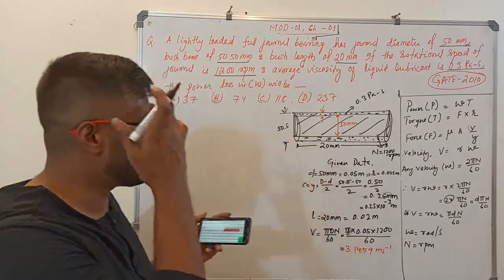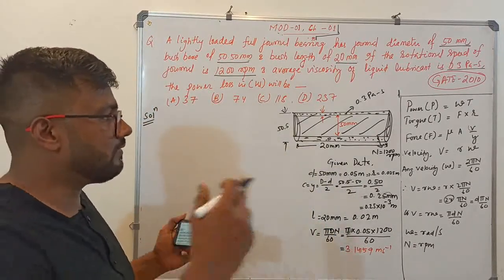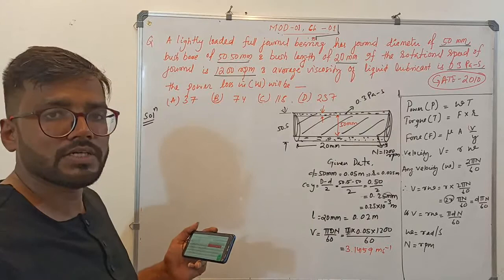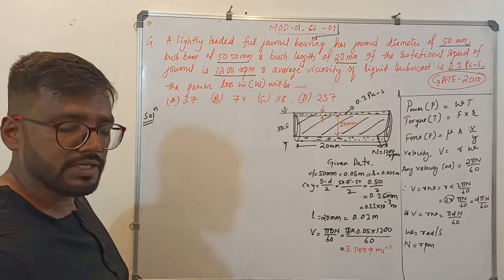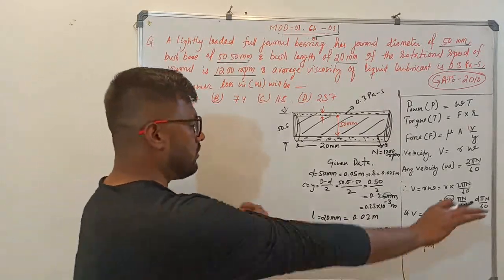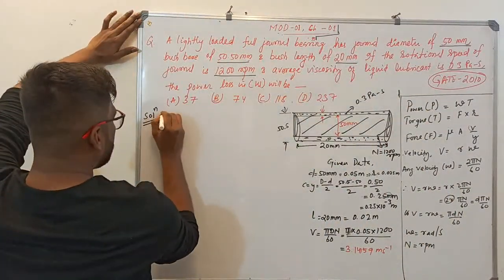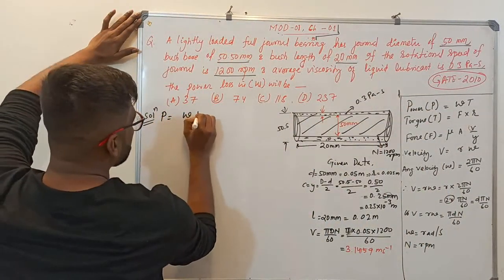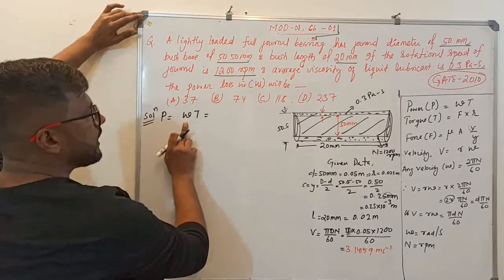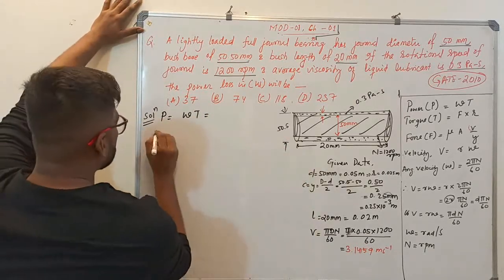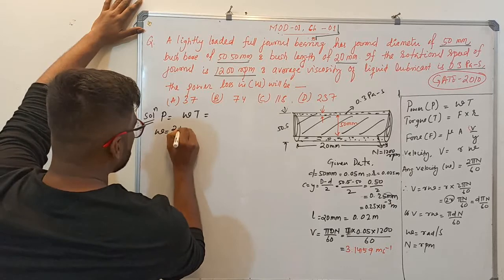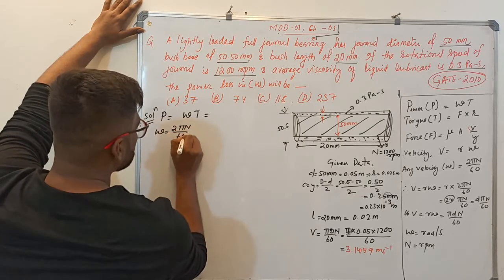Okay, this is the velocity I am getting here. Linear velocity. Now I have converted the angular velocity into the linear velocity. So now let's go for this problem. It has asked us power. Very good. Power is equal to omega T. Now tell me what you know. Do you know omega here? No sir, we don't know omega here. So calculate omega. What is omega? 2 pi N by 60.